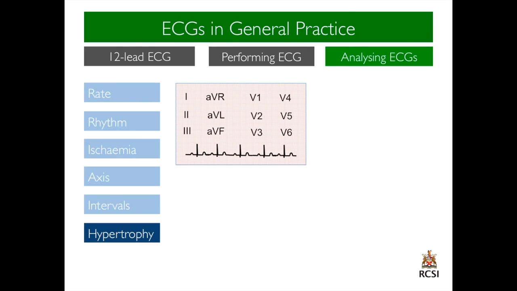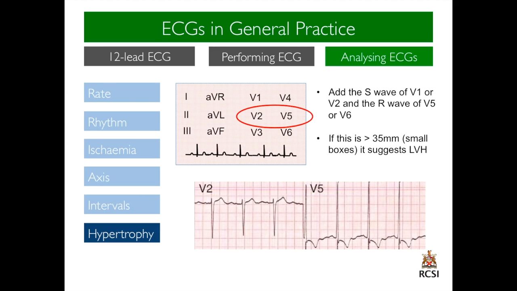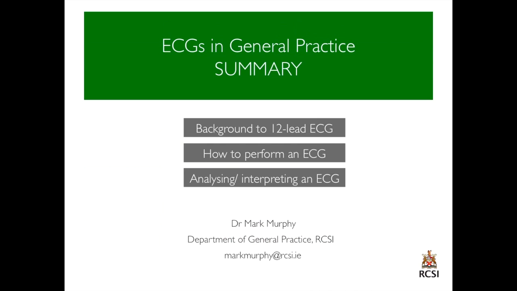Lastly, in general practice, particularly in terms of hypertension monitoring, left ventricular hypertrophy is often looked for. One mechanism involves looking at V1 and V5. If the S wave of V1 and the R wave of V5 or V6 is over 35 small boxes or millimeters, this is suggestive of left ventricular hypertrophy.